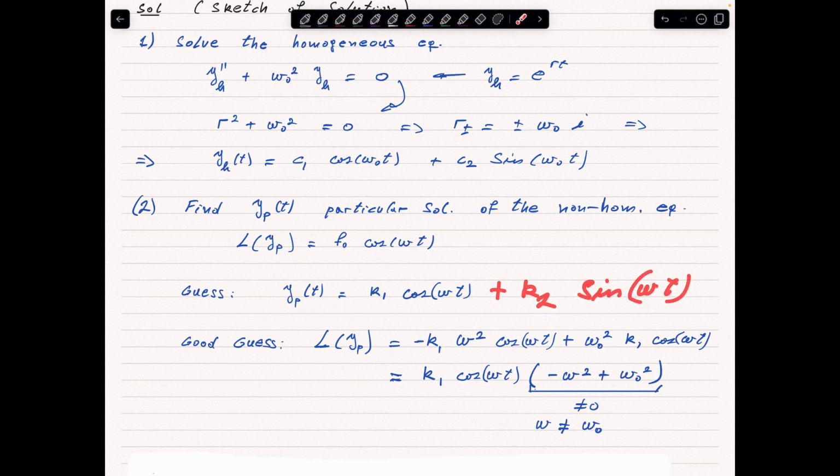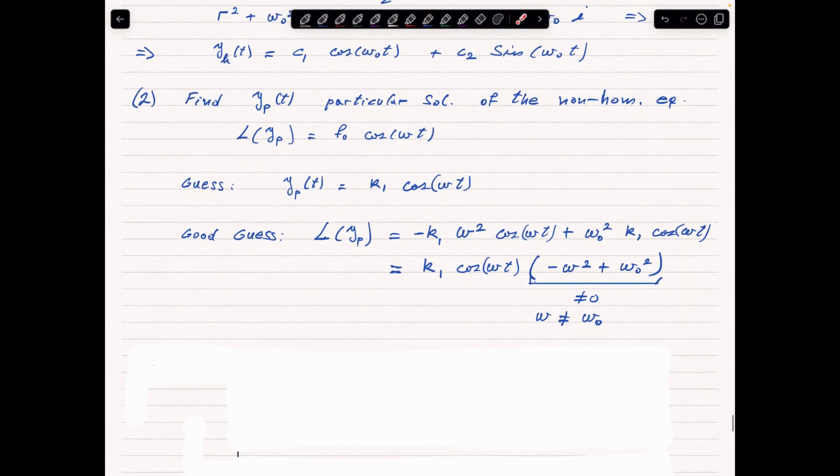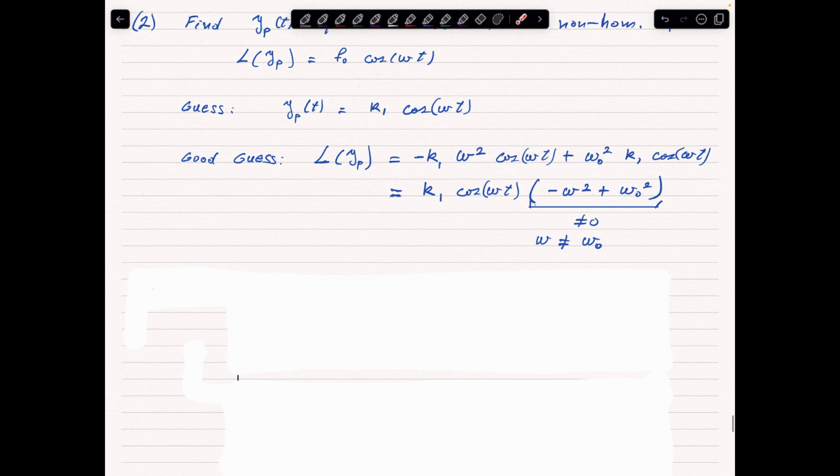Why? Last class we said that we should always put both. Whenever you have a source that is cosine or a source that is sine, we said for a general differential operator you have to guess both: a combination of sine and cosine with the same frequency. And now we are not guessing the sine term. So why is that? That is explained in the following remark.